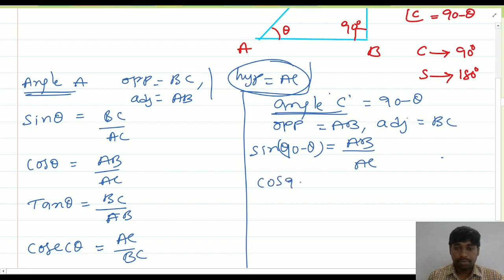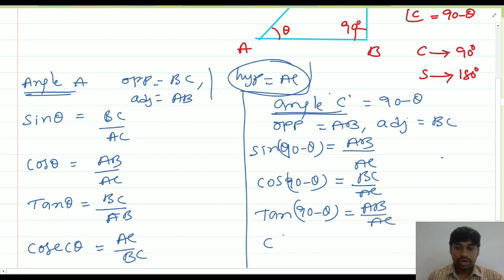Similarly, cos 90 minus theta is adjacent BC upon AC. Tan 90 minus theta is simply AB upon BC. Cot 90 minus theta, I am writing here. What will we get? Cot 90 minus theta is the reciprocal of tan, so it is BC upon AB.